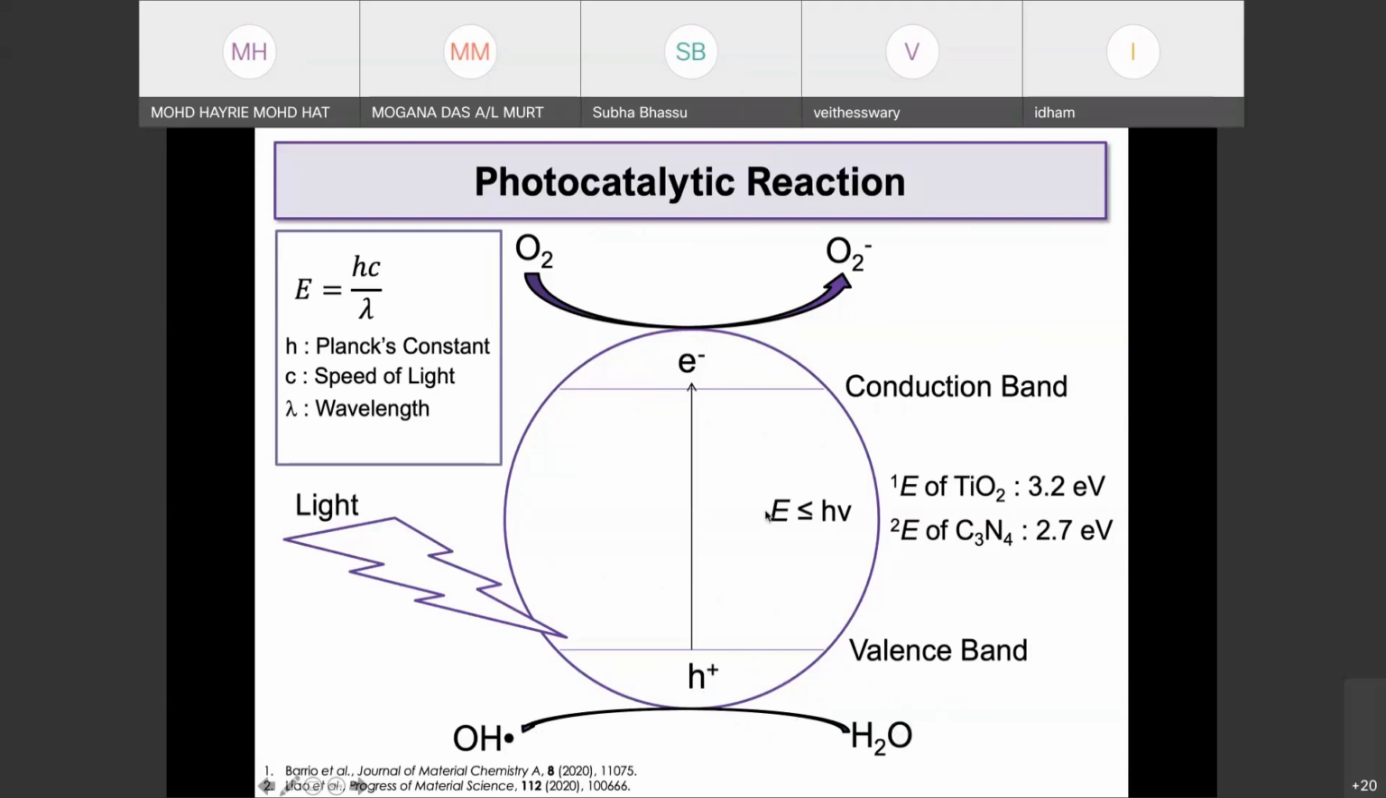So we can calculate the wavelength of light and also the band gap energy based on this equation: E equals hc over lambda. Okay, so h is Planck constant, c is speed of light. For example, you want to know the wavelength related to the band gap energy. Say you have a wavelength of 280 nanometer. You just insert it into the equation here and then you will get the band gap energy.